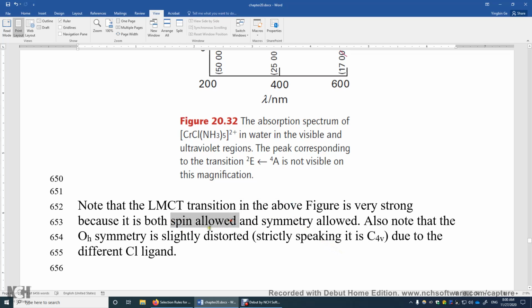Finally, I want to emphasize this again. This LMCT transition is very intense with one more condition. It has to be an electron spin allowed transition. If you flip the spin of the electron, the charge transfer transition will also have very low intensity. No exceptions.